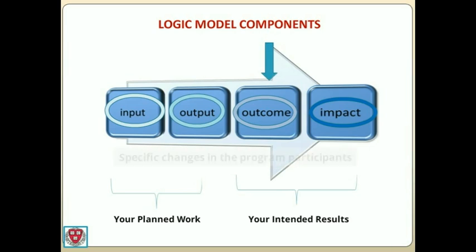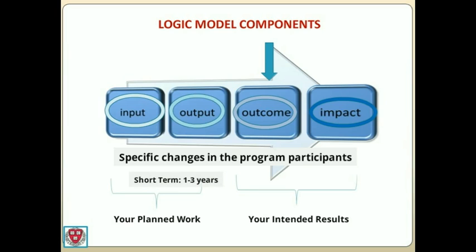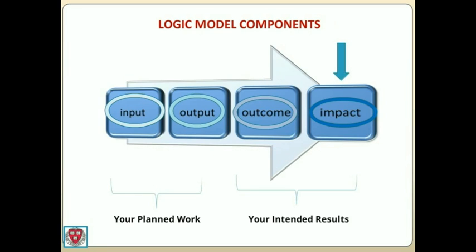Outcomes are the specific changes in program participants' health, behavior, knowledge, skills, etc. There may be short-term outcomes, 1 to 3 years in length, and long-term outcomes, 4 to 6 years in length. Impact is the fundamental intended or unintended change occurring in organizations, communities, or systems as a result of program activities within 7 to 10 years. These changes can be organizational, community, or systemic.